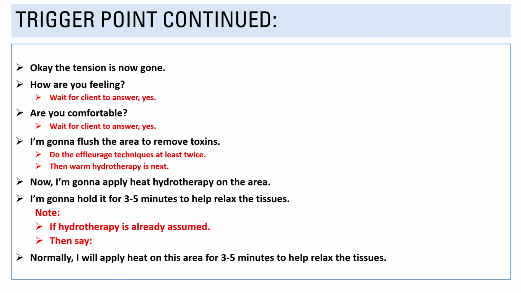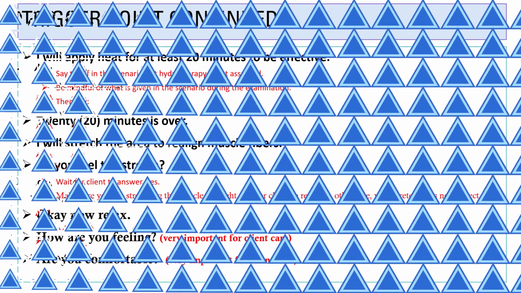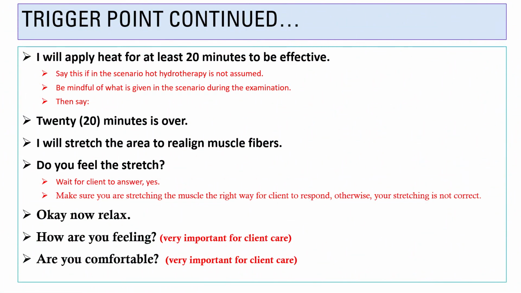Then warm hydrotherapy is next. Now, I'm going to apply heat hydrotherapy on the area. I'm going to hold it for 3 to 5 minutes to help relax the tissues. Note: if hydrotherapy is already assumed, then say, normally, I will apply heat on this area for 3 to 5 minutes to help relax. Guys, to continue with the trigger point release treatment, I will apply heat for at least 20 minutes to be effective. Say this if in the scenario hot hydrotherapy is not assumed.